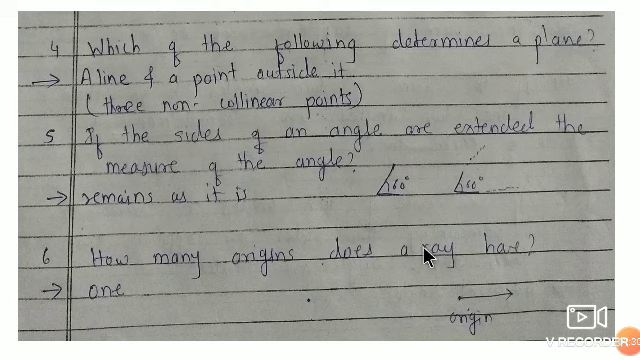How many origins does a ray have? If this is the one point and if we draw the ray from it, the ray has only one starting point or origin point, and it is infinite in the direction of the arrowhead. So the answer is only one. A ray has only one origin point.